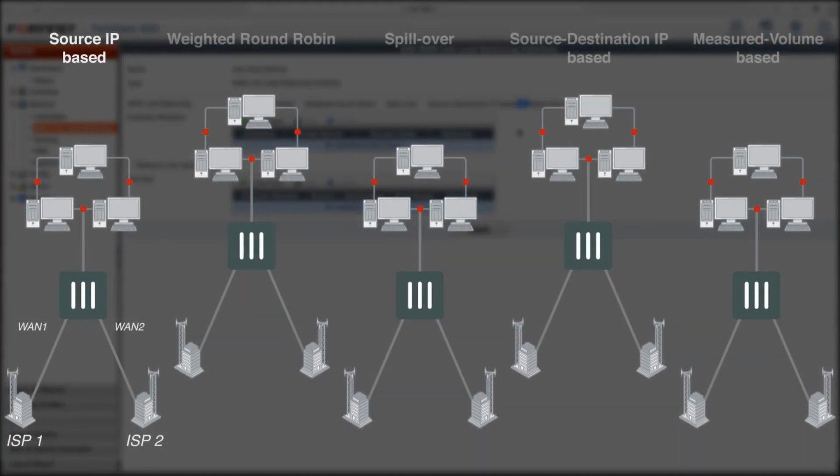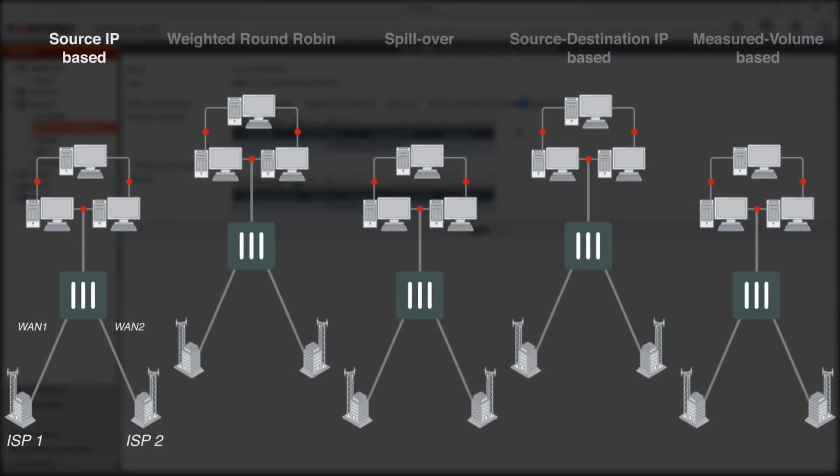Source IP based is the default WAN Link Load Balancing option, which balances traffic equally on both WAN interfaces using the IP number of the session source as the basis for the load balancing calculation. The weighted round robin option lets us use unequal weighting. For example, here with 75% of traffic going through WAN 1 and 25% through WAN 2. This is the method we'll be setting up in a moment.